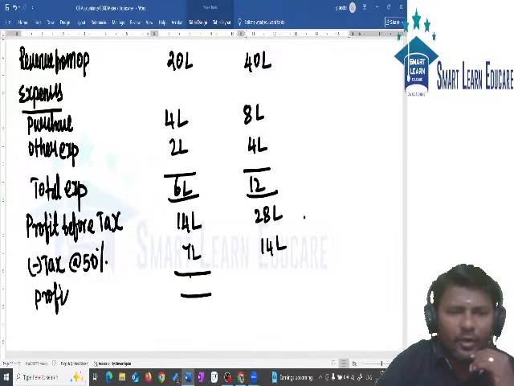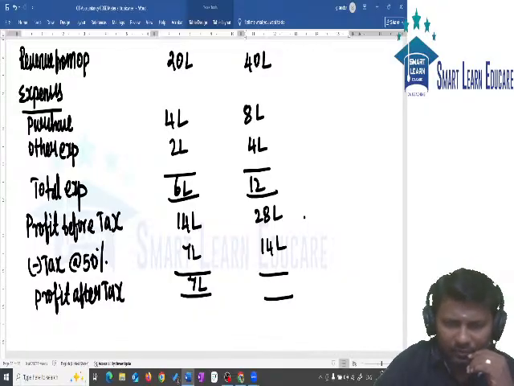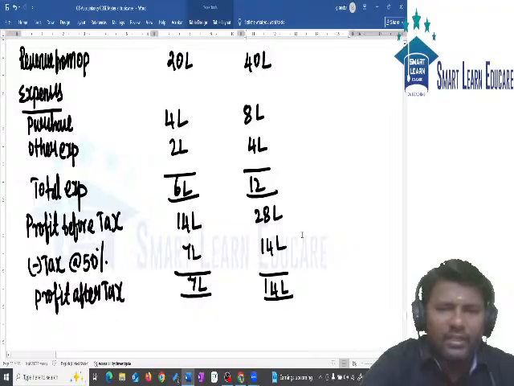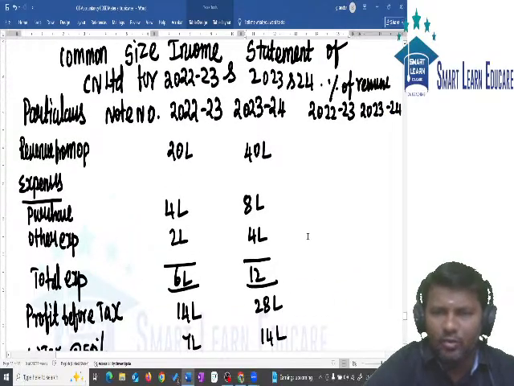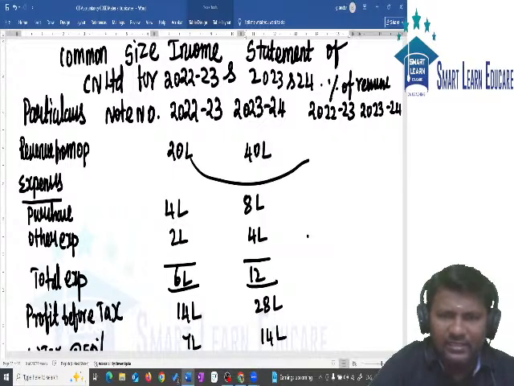This will give you profit after tax. Same like previous thing only. 14 minus 7 will give you 7 lakh. 28 minus 14 will give you 14 lakh. That's all. Now we have written all these things. Now two things are pending. One is percentage you should write. The sales is expressed as a percentage, 100%.